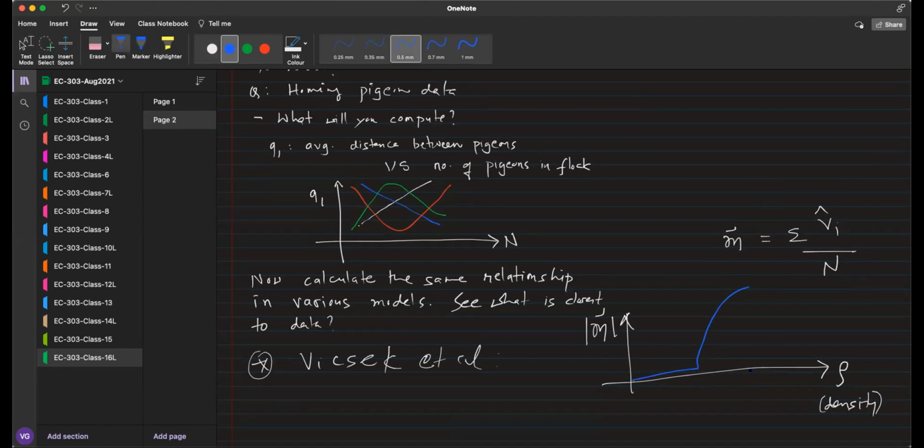It will look like this. Of course, the simulation data don't look exactly like this. It shows a slightly smoother curve for small groups like this. But it basically shows the following: for up to some critical value of the density rho c, the system actually has low or no order. We call them disordered flocks.